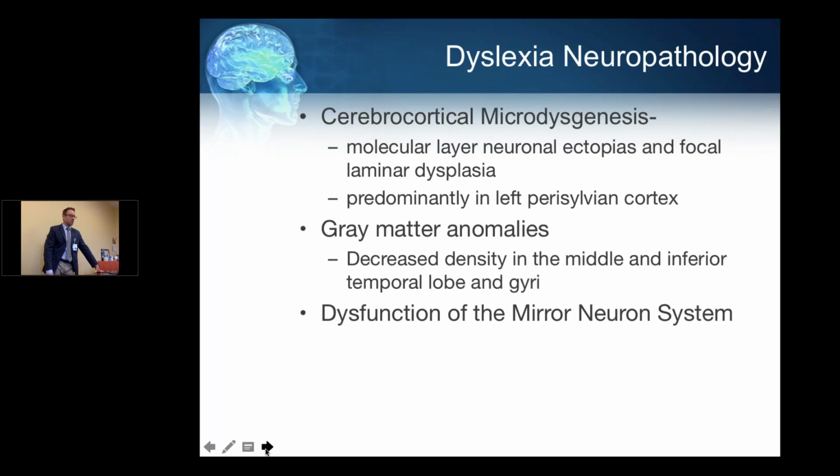When you go into cerebrocortical microdysgenesis, that basically says that the layers of the brain aren't what they're supposed to be based on development. And so again, you see gray matter abnormalities where there's decreased density in that part of the brain in the language centers, or the mirror neuron system we talked about in the beginning doesn't develop the way it's supposed to.